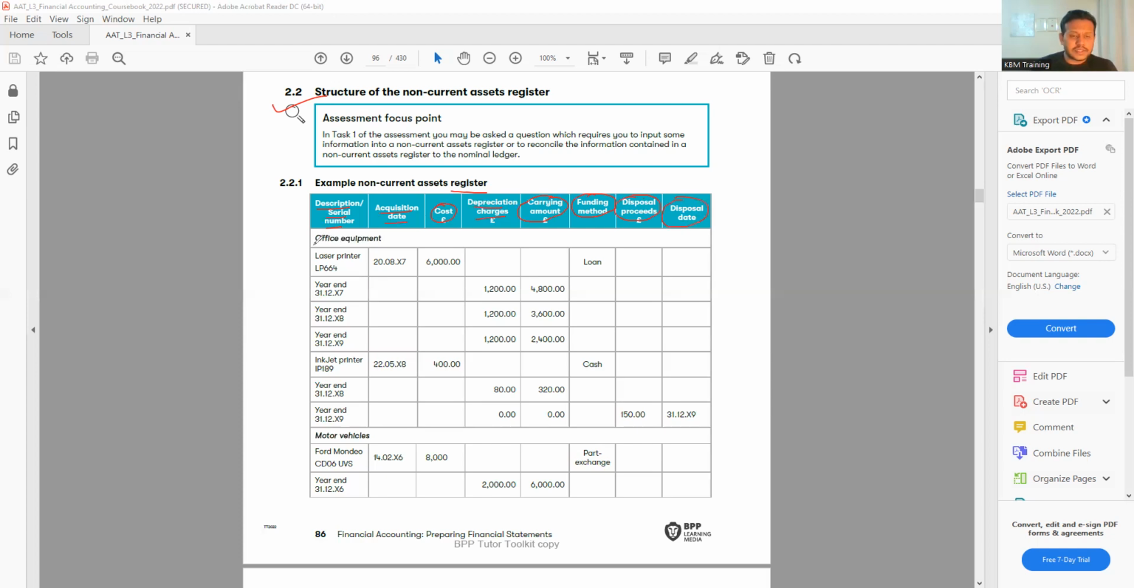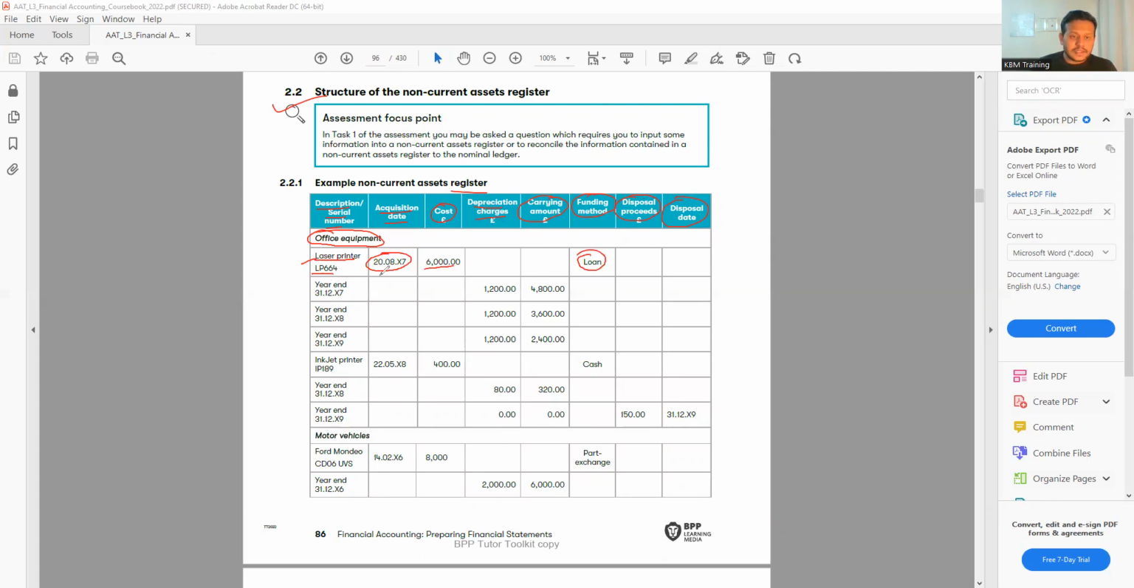The first one says office equipment. Office equipment means that we have a printer here, and we can have a computer, but every single item comes with a serial number. You can see the name is the ledger printer, and we have a serial number. Now we bought it on 20th of August 2017, and we paid £6,000 for that. So the cost was £6,000. How did you buy it? We bought it through a loan.